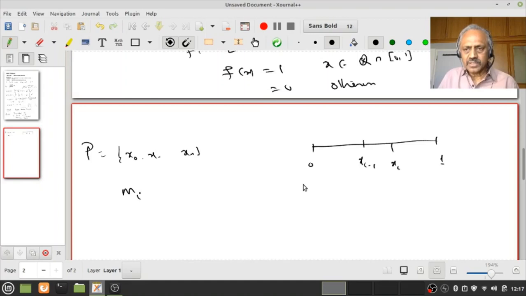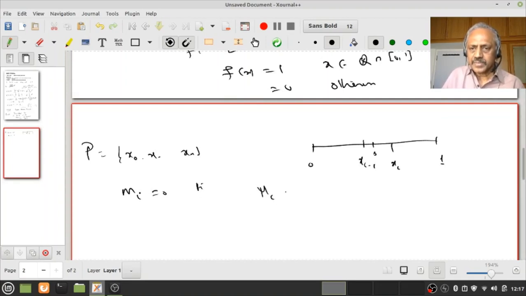Do you think it is always 0? Why? That's because of the density of irrationals. Between x_{i-1} and x_i, any two real numbers, I can always find an s which is an irrational number in between. Therefore f(s) will be 0. Therefore the infimum of f on the subinterval will always be 0 for every i.